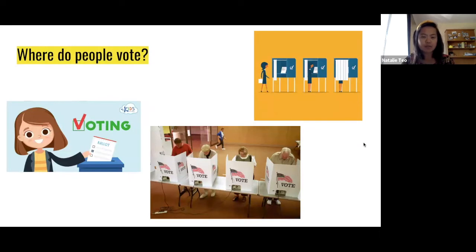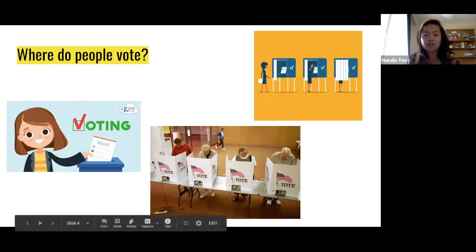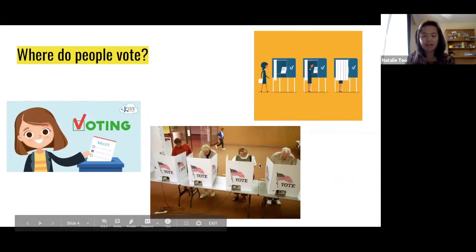Okay, where do you think people usually vote? So voting, as you can see in this picture over here, usually people check off what leader they want to choose or what project they want to choose, and then they put it in a little box. And usually where people host voting are in a school or in a big public area, and they have these little boxes over here so that people cannot see what you're voting. And then in the end, they put it in a box.